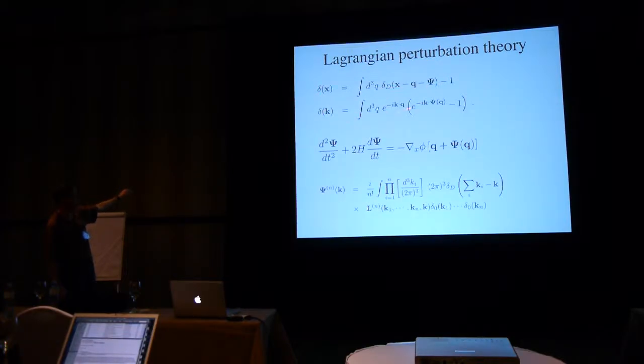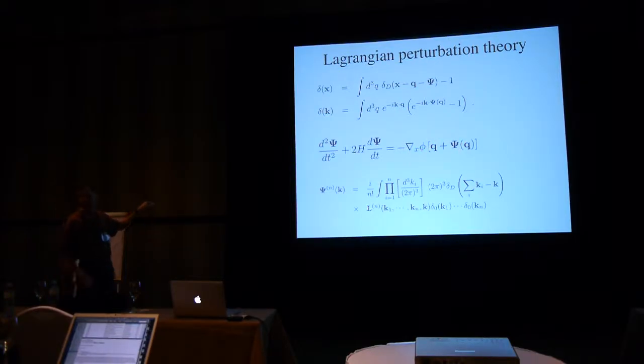The Fourier transform of a delta function is simply a plane wave, so you get this simple expression. And then the displacement just grows according to the normal linear theory, or the normal growth, where you have a Hubble drag term and acceleration given by the gradient of a potential evaluated at q plus psi of q.